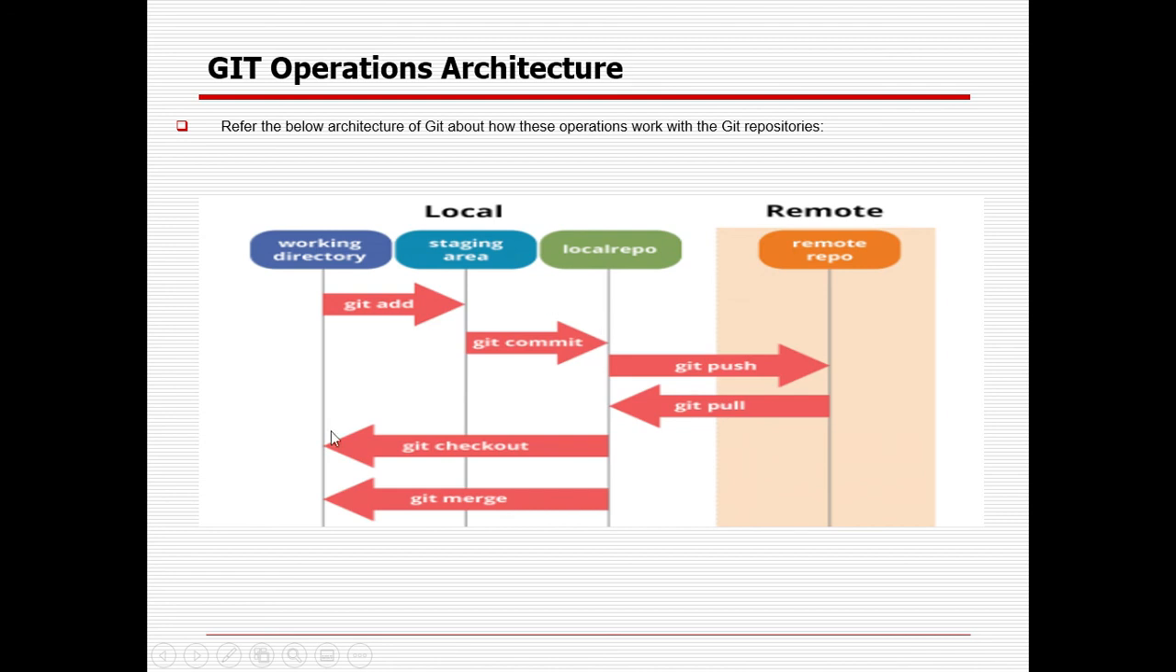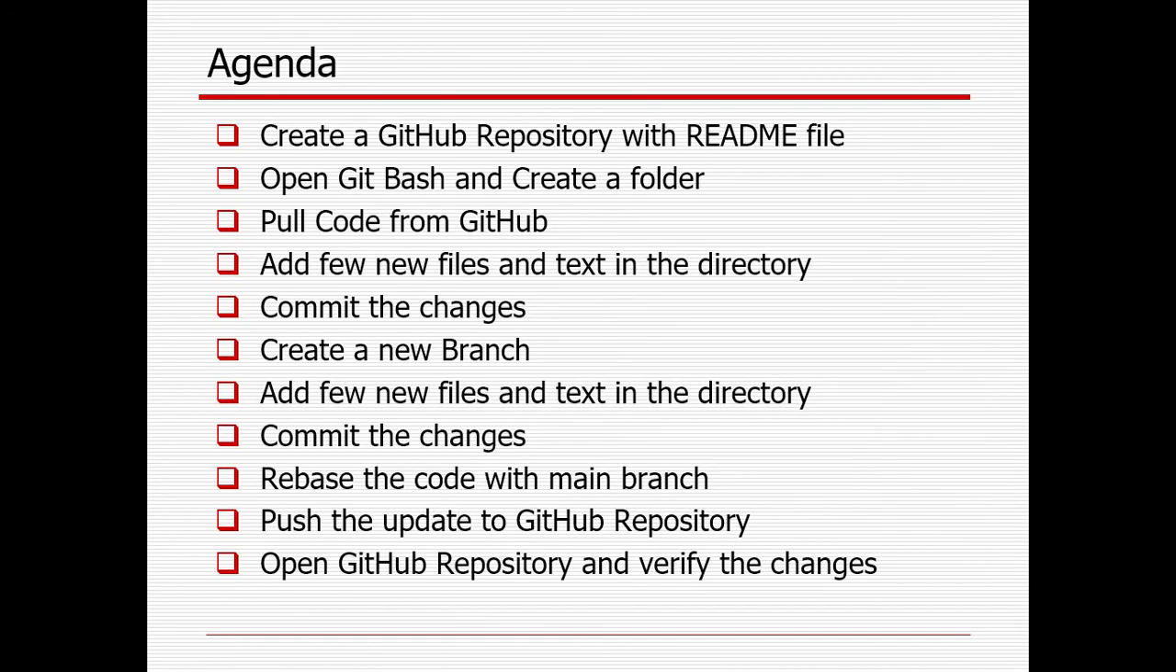Then I can create multiple branches, and we can rebase our new branch onto the main branch, and then push our code to the new branch as well as to the main branch. So that's the important structure for pulling, creating a new branch, rebasing code with the main branch, and pushing to the GitHub repository again.